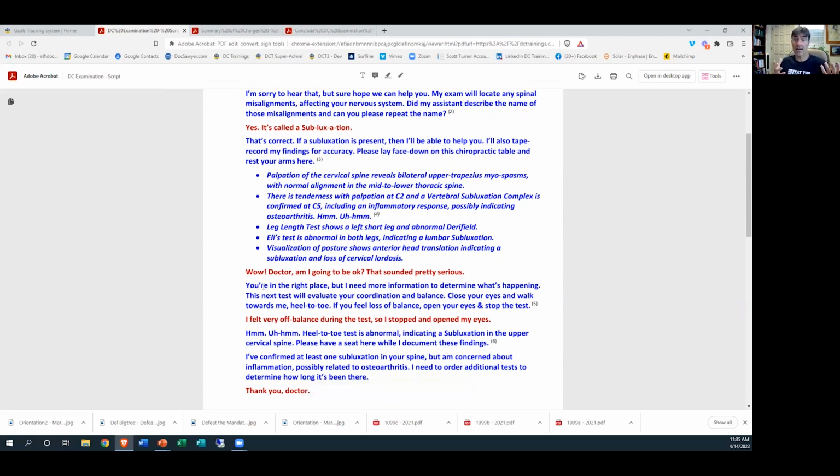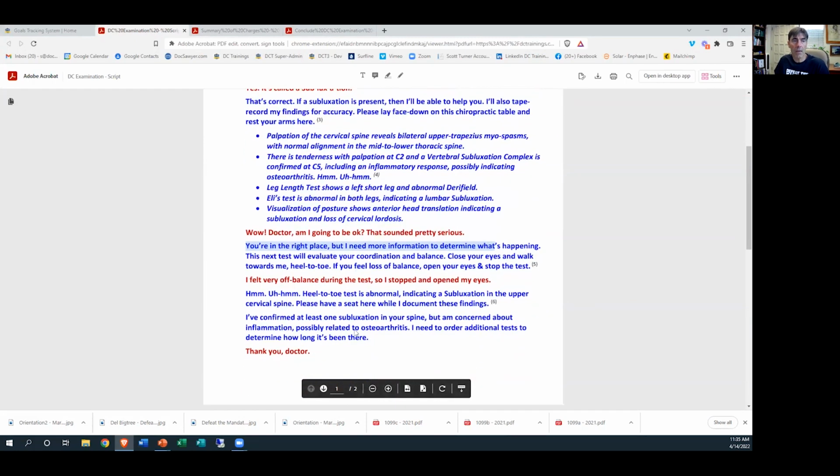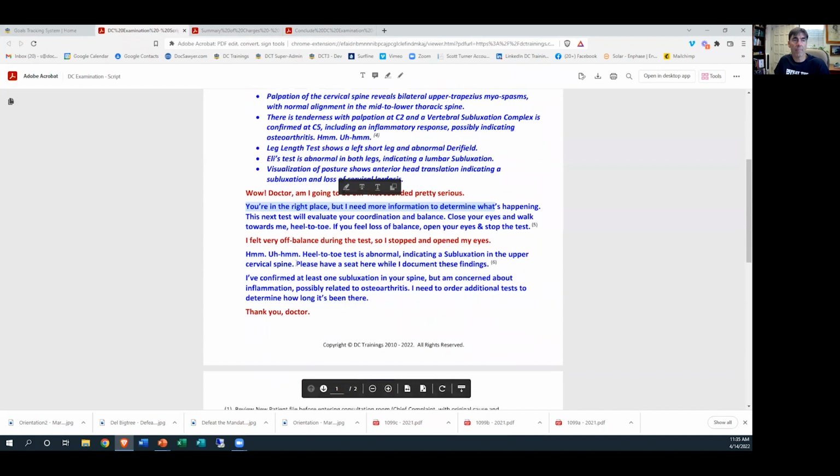I don't know, once I get the x-rays back or once I evaluate everything, I might find they have spinal fusion. I don't know yet. But I can say, because I have found a subluxation, that you are in the right place and I need more information. So we're going to continue with those tests to get that information. And then down here, let's see.